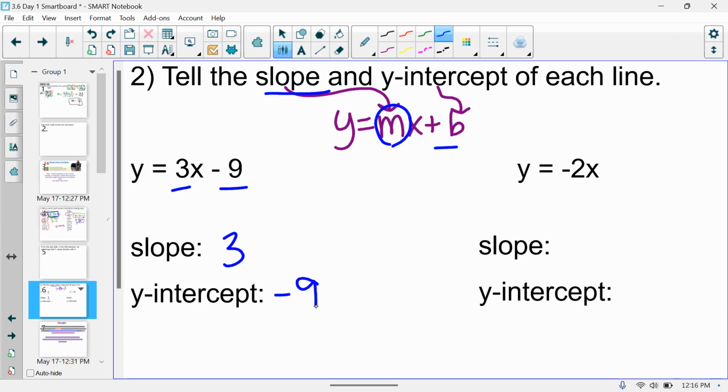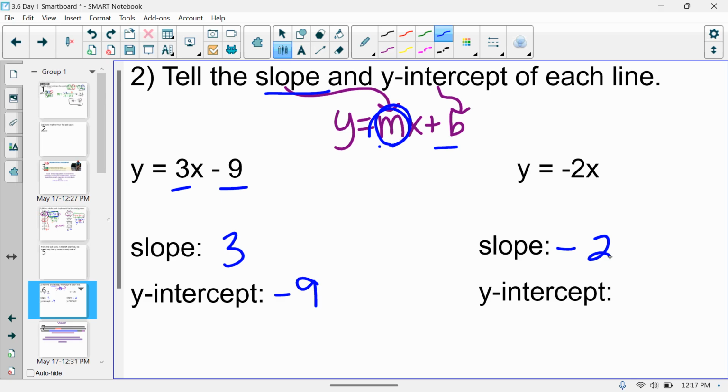Okay, remember when y wasn't alone, then it was harder. We had to get it alone before we could tell the slope and y-intercept. But this one's easy because y is already by itself. Okay, how about this one over here? What would be the slope for this one here, do we think? Jackson, what do you think? -2, because it's just a number in front of x, right? So what do we think the y-intercept would be for this one? Anybody have a thought? Eli?